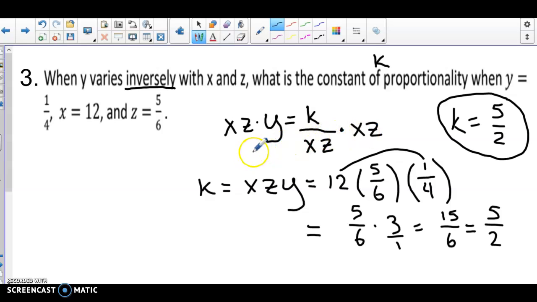If it wanted the equation, I would have to go back to y equals k over xz and plug in 5/2 for k. But since all it's asking for is k, that's my answer.